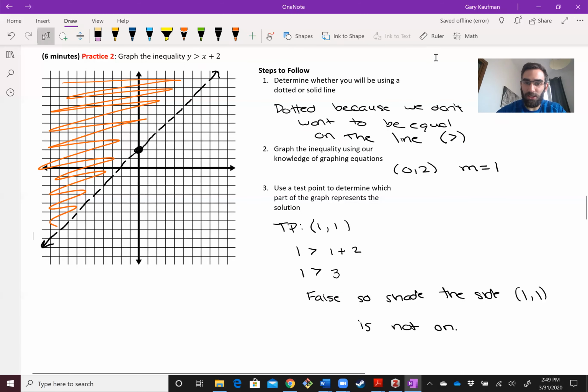Here is the answer to our second practice problem. Notice I put the y as well, so dotted, because we don't want to be equal on the line. False, so I shade the side 1, 1 is not on. I chose 1, 1 as my test point. You could have chosen 0, 0 again. I just really want you to know that you can pick any ordered pair as long as it's not on the line, because we already know whether those are going to work or not. Those are not going to help me figure out which side to shade.